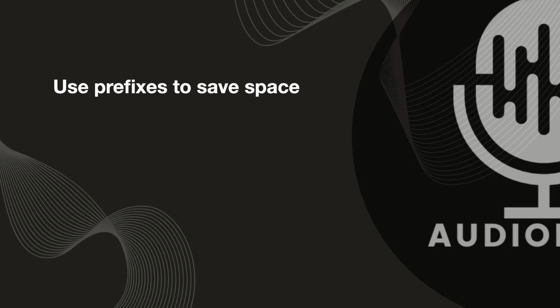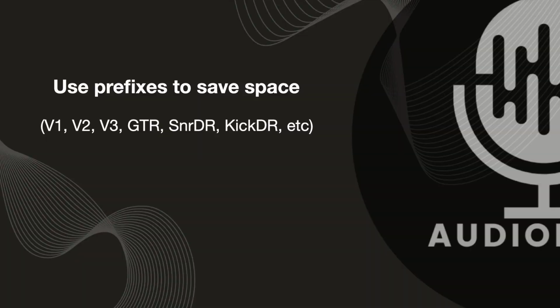Use prefixes to save space. This is very helpful because the scribble strip screen is not very big for each channel. So doing things like V1, V2 for vocals, GTR for guitar, SNR or DR for snare drum, things like that.